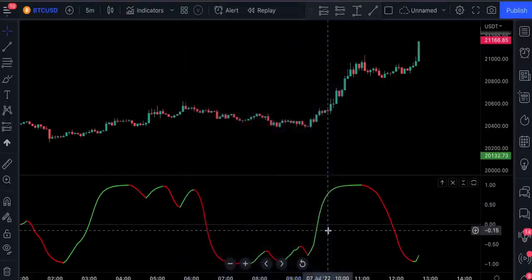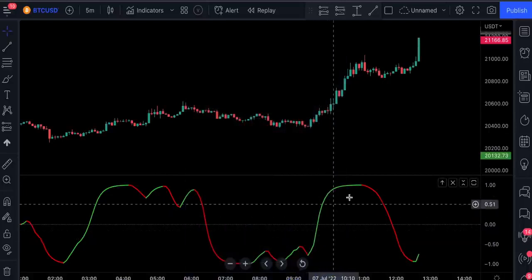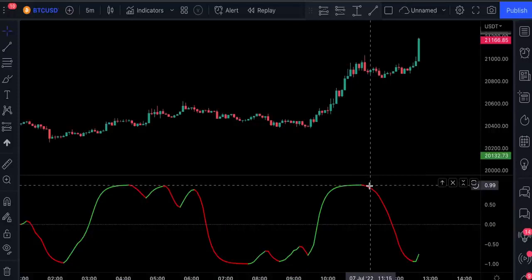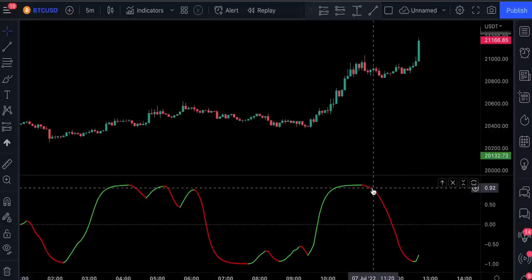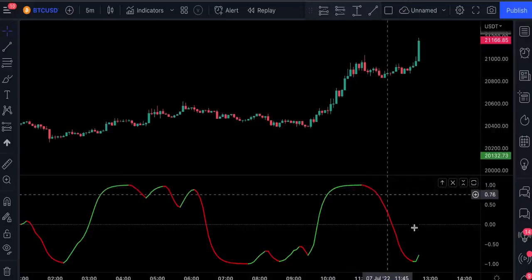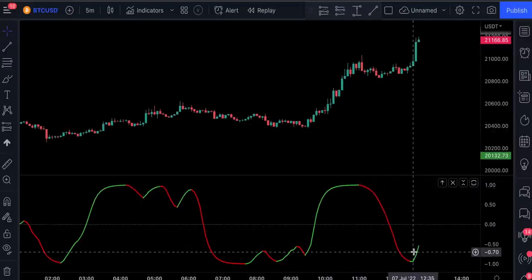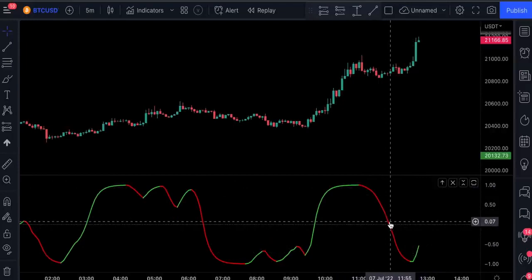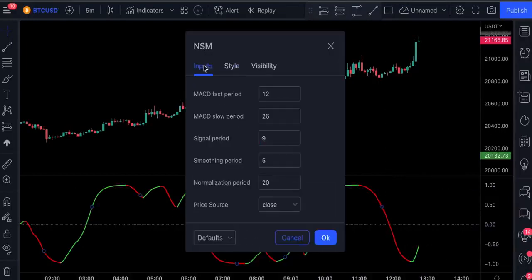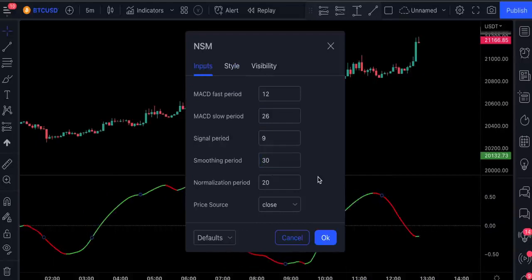Now let's understand how this indicator works. Every time the MACD line changes its color from green to red, this is an indication that the price momentum has changed from bullish to bearish. And exactly the opposite is true when the line changes from red to green. You can use these signals for entries, however I would highly recommend making some adjustments to the indicator first. In the input section, let's change the smoothing period from 5 to 30 and the normalization period from 20 to 30 as well.